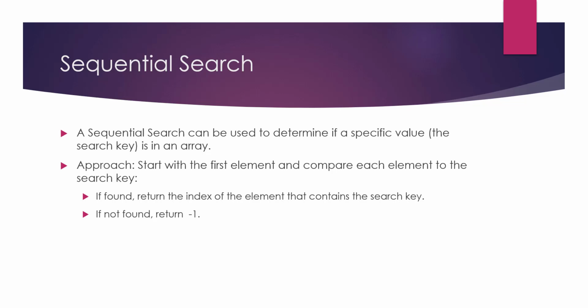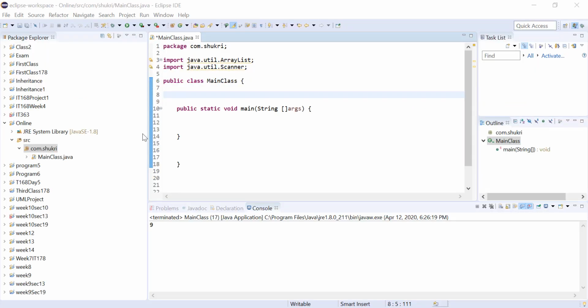Why are we returning -1? Because -1 is not an index. Our indices start from 0 up to the length minus 1. So if we return -1, that means we did not find the element in that array. So let's look at how we can implement this sequential search in Eclipse.